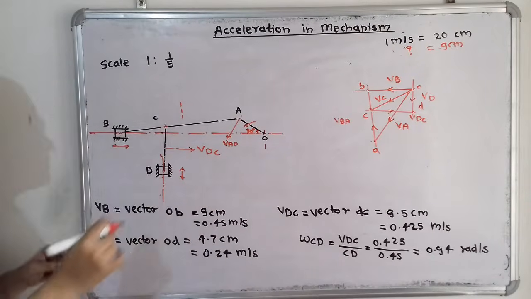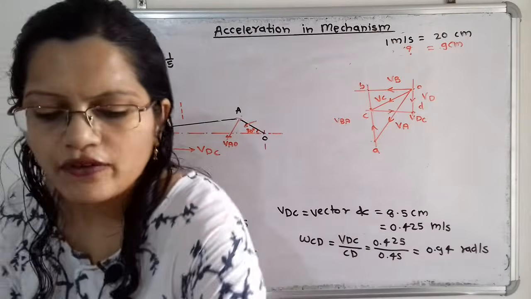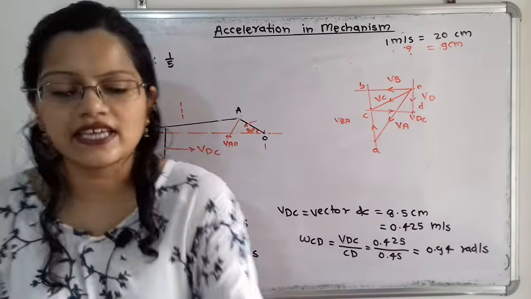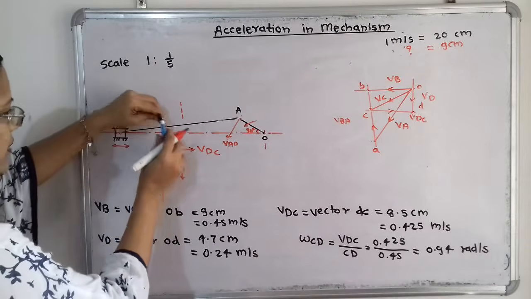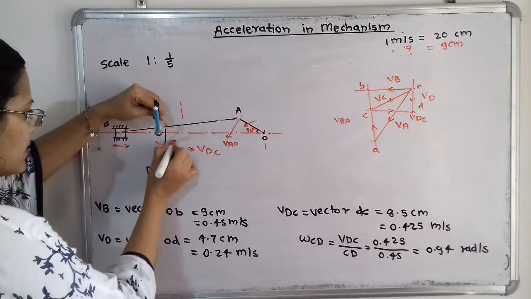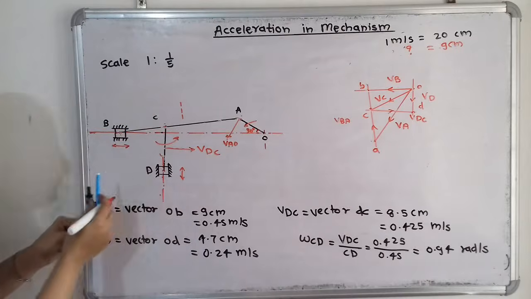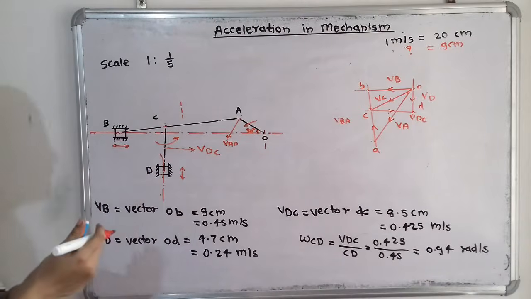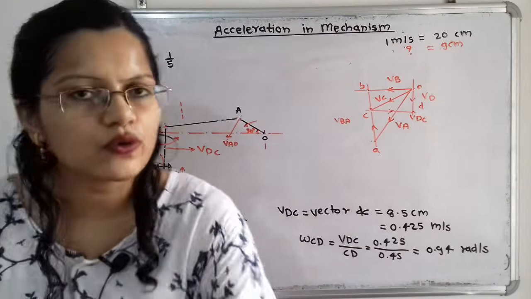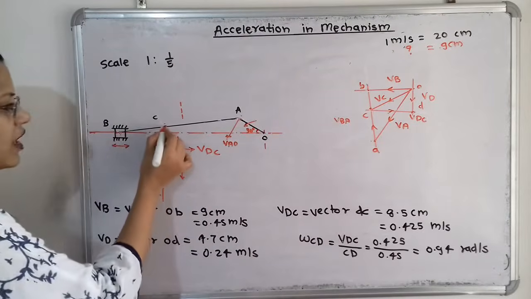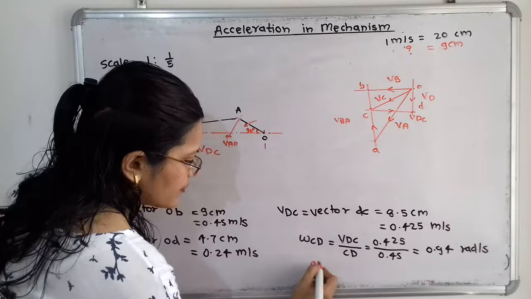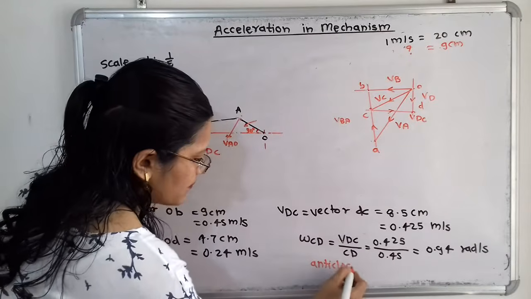That means here C is the center. So now if I take C as a center and move the compass in the direction of this velocity, then here is the direction. So we can say that this direction is anti-clockwise. So how to write the answer? That is the anti-clockwise direction about C. So this is the answer.